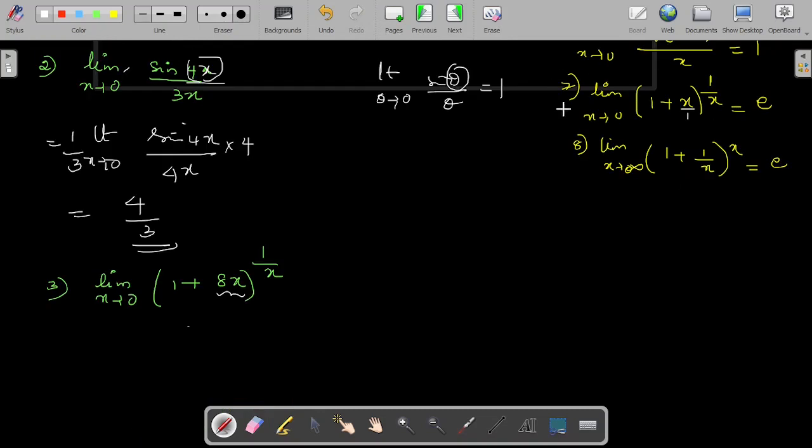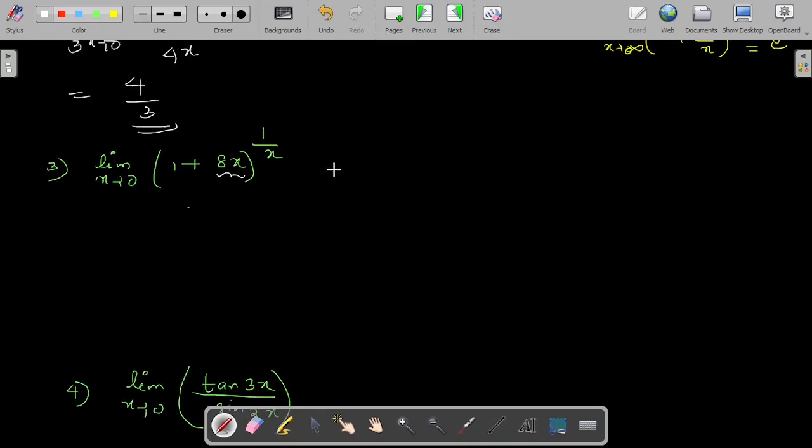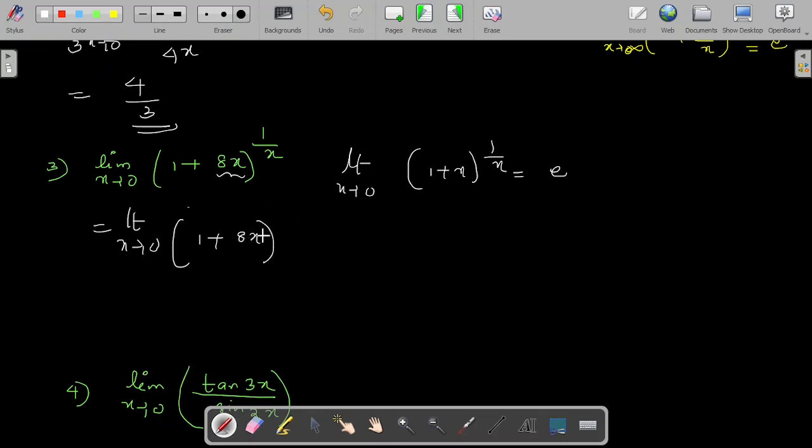Let me make use of this seventh formula, that is limit x tends to 0, 1 plus x to the power 1 by x is always equal to e. So here in this case x tends to 0, 1 plus, this is 8x. You have 8x, so the reciprocal of this term should be in the power. Reciprocal of 8x is 1 by 8x, but you have just 1 by x here. So multiply by 8 and divide by 8.